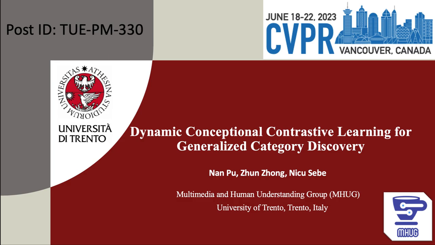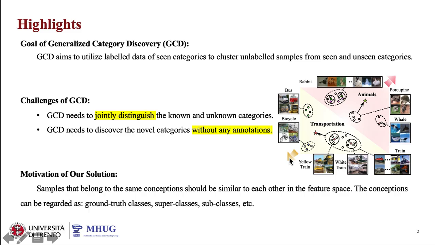Today, I'd like to introduce our recent research, which is about generalized category discovery. In this slide, we call generalized category discovery GCD. GCD aims to utilize labeled data of the same categories to cluster unlabeled data from seen and unseen categories. The challenge of GCD is twofold. One is that GCD needs to jointly distinguish the known and unknown categories. The second is that GCD also needs to discover the novel categories without any annotations.